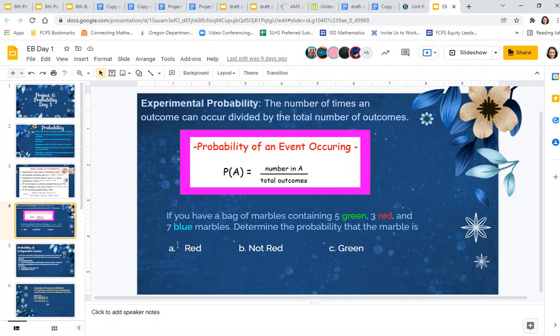So finding the probability that the marble is red, remember that there are 5 green, 3 red, and 7 blue. So take a minute and think of your answer for that one. You can go ahead to the other 2 as well. All right, so anybody have a solution for the probability that the marble is red?